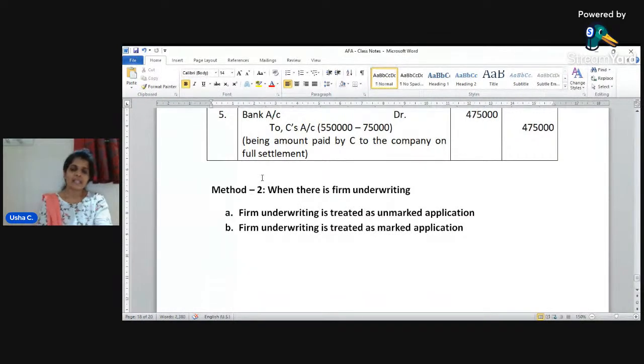In the first case, firm underwriting is treated as unmarked application, in the sense that whatever definite commitment, the definite shares of the company subscribed by the subscriber, are considered as unmarked application.